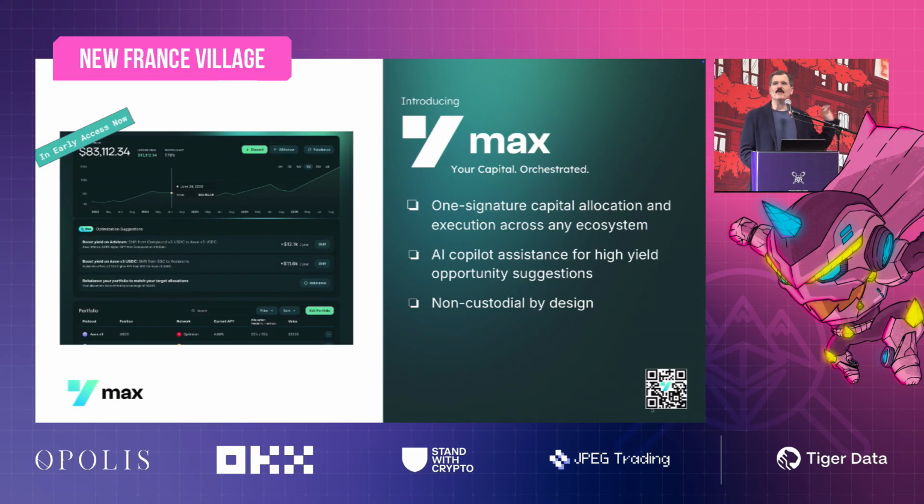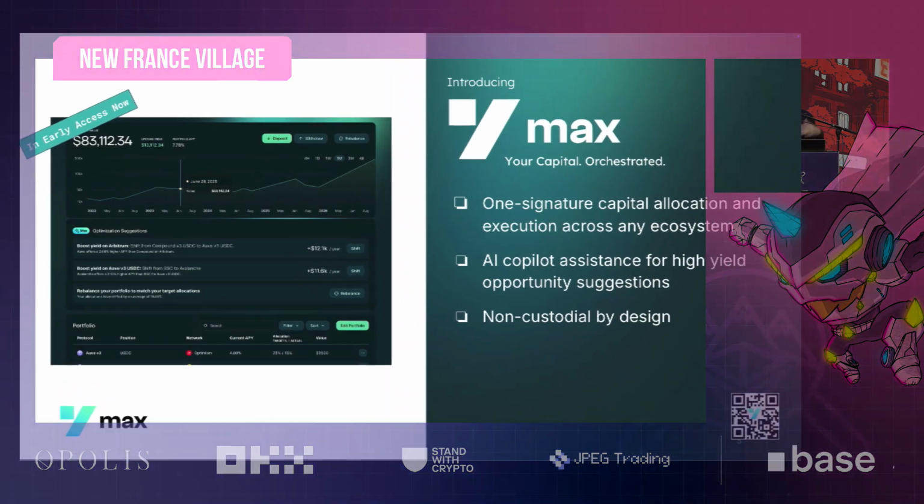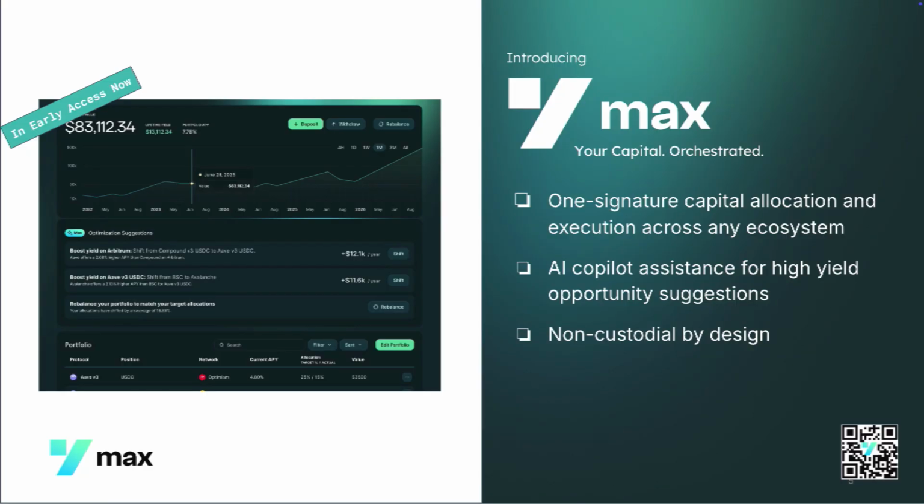So that intermediate miracle is what Ymax is here to provide. It does single signature deployment, management, and execution of your capital, and execution of your strategy on chain. It uses AI co-pilots to assist you in picking opportunities and, of course, deploying them efficiently. And it's non-custodial by design, so it remains your coin. It's not accidentally custodied someplace that you didn't expect. And so I'll show a demo of this.